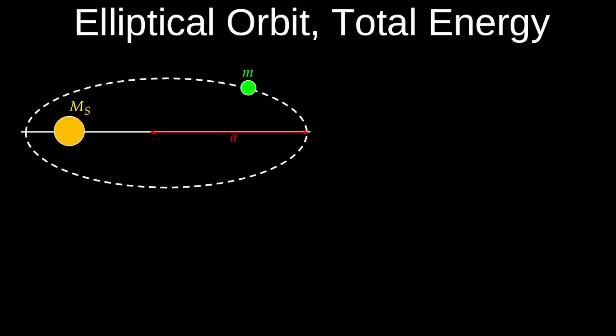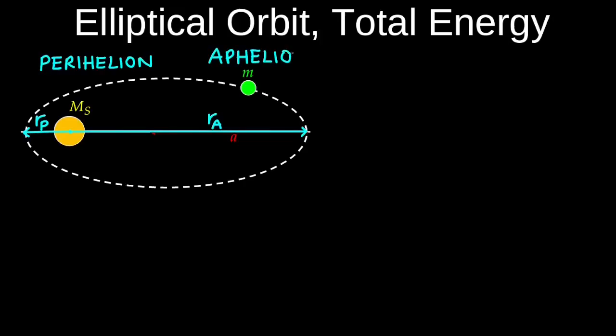Consider an elliptical orbit for a planet around the Sun. Well, the point in the orbit closest to the Sun is perihelion, and the point farthest from the Sun is aphelion. So by the conservation of angular momentum, the velocity at aphelion is smaller than the velocity at perihelion.